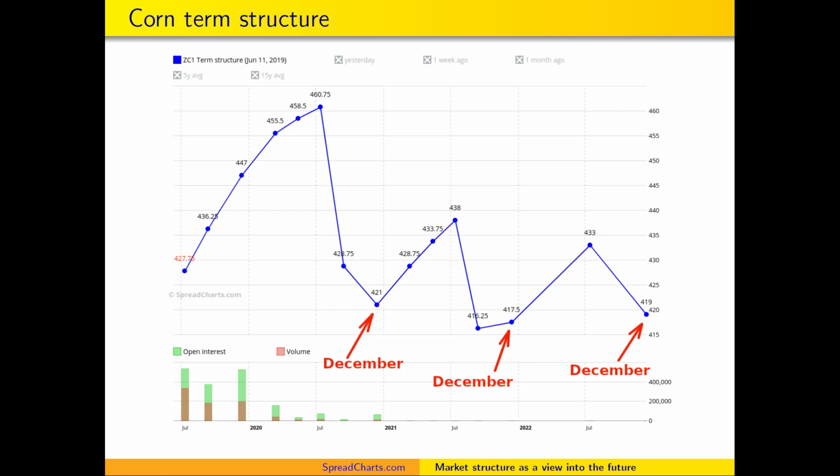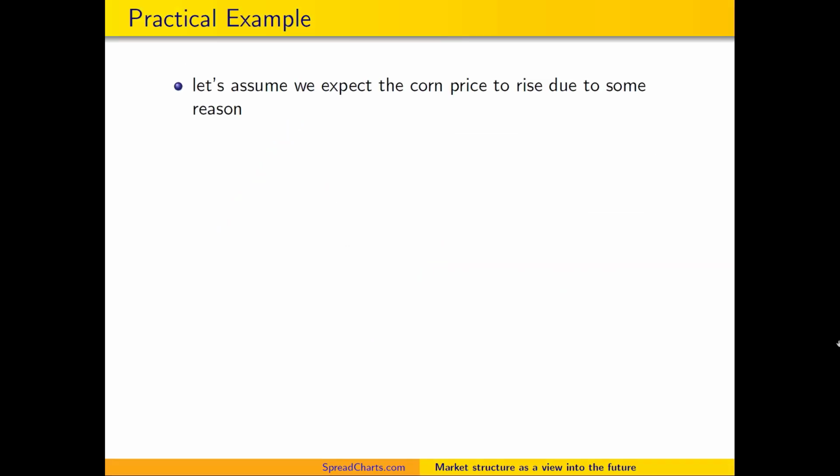Maybe you wonder why I am talking about this in such detail. The reason is that it's essential. Every commodity trader must understand what the term structure chart is telling him. Let's demonstrate it on a practical example. Let's say we expect the corn price to rise for some reason. The best way to trade this opportunity would be to choose the July contract.